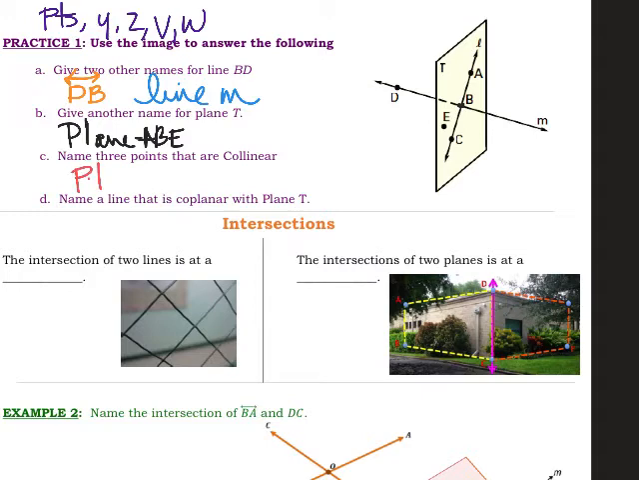Points A, B, and C. It can be A, B, and C in whichever order. If y'all wanted to write down points C, B, and A, that's correct too. But those are the only 3 letters we can use for collinear.